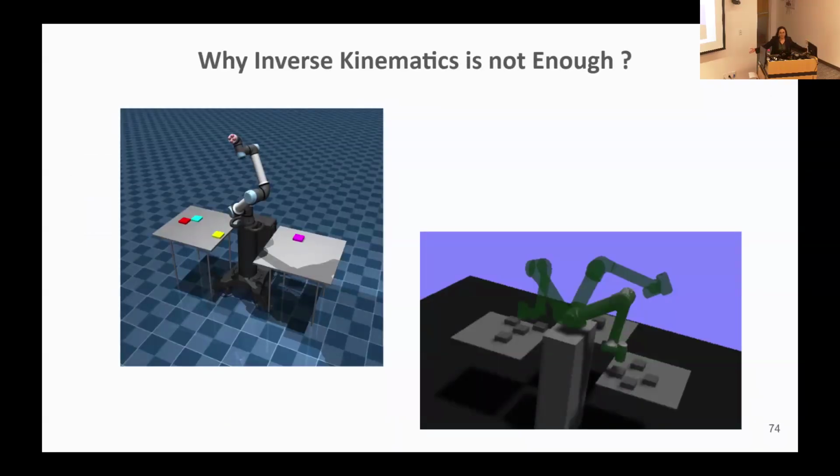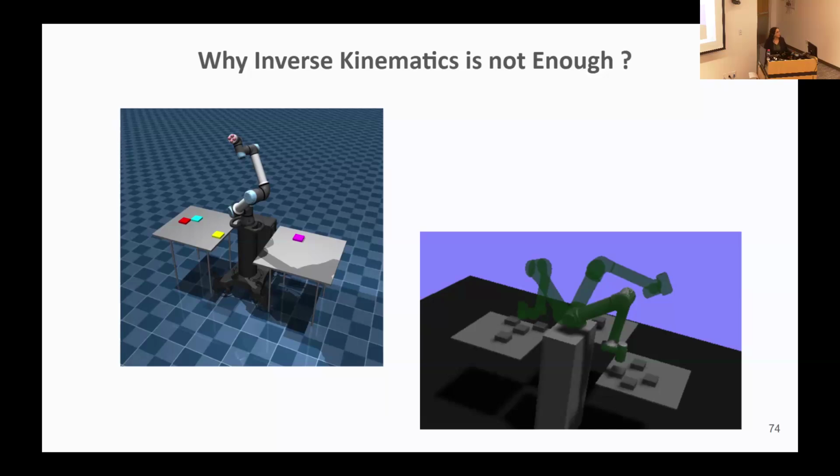So why is inverse kinematics not enough? We have a way, and you're going to see that we don't have to do this by guessing. We can actually have optimization methods that take one initial configuration and a desired state in the workspace and figure out what configuration will achieve that. Why is this not enough?